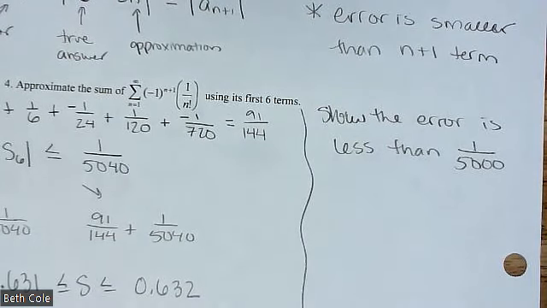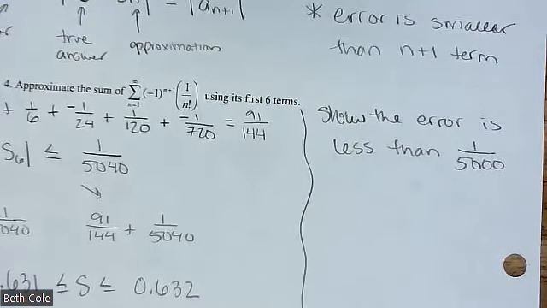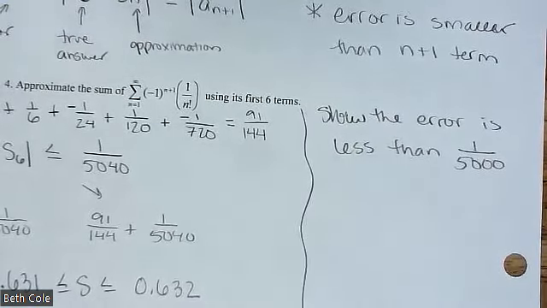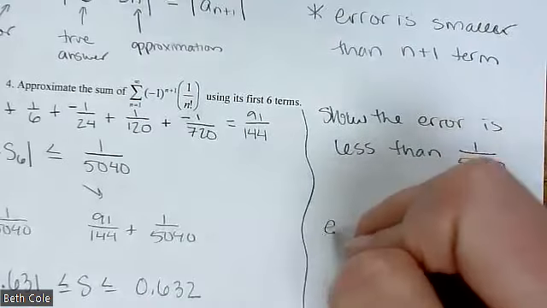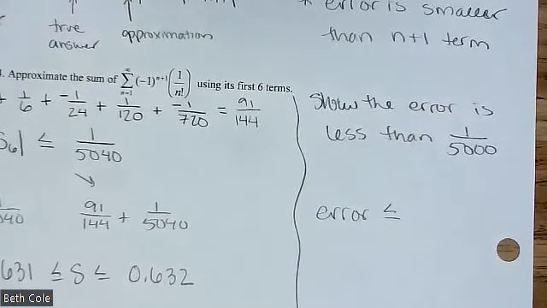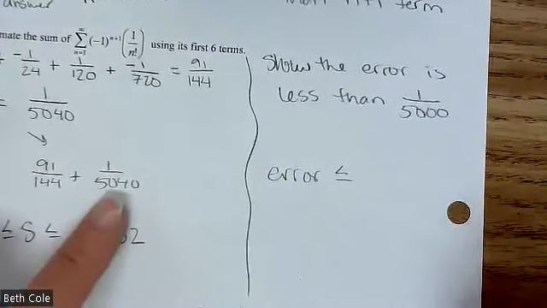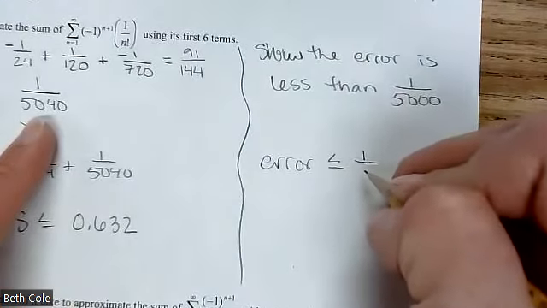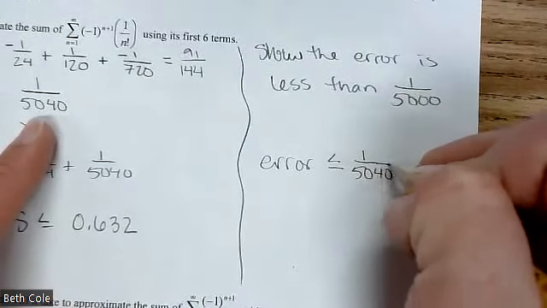Here's the big takeaway. If they tell you n is 6, the big takeaway is your error is smaller than which term? The 7th. So here's what you would write. Error is smaller than the 7th term, which we already did, so I'm not going to do it again. It would be 1/5040.